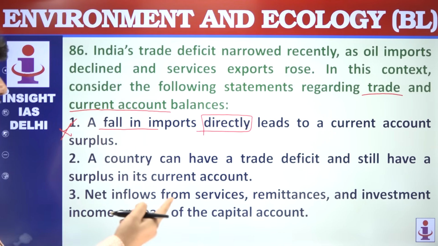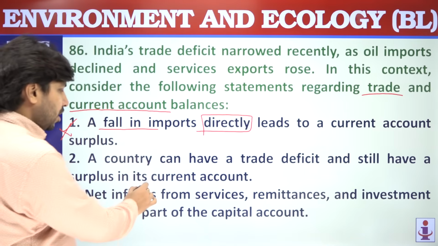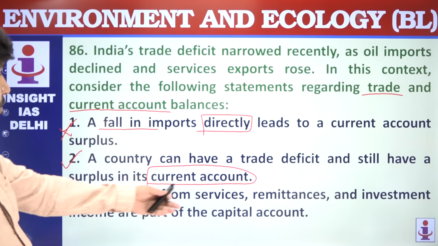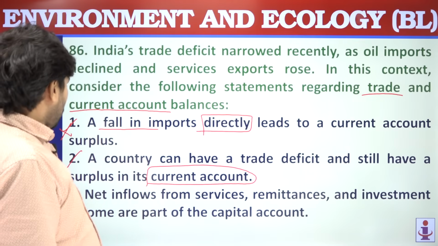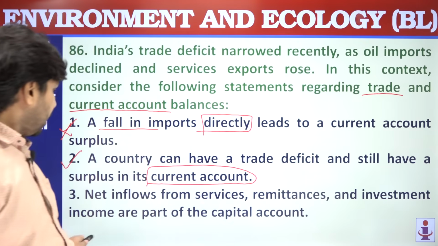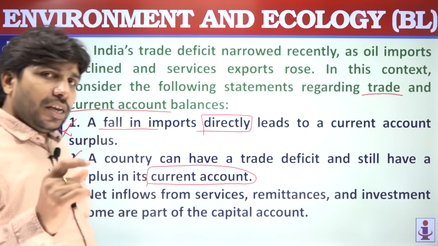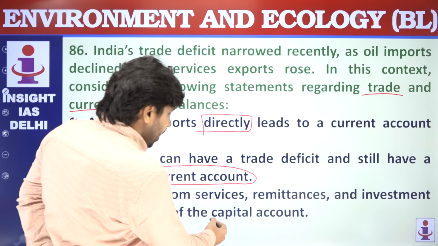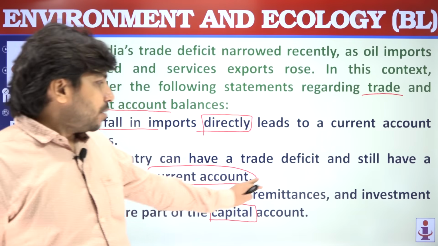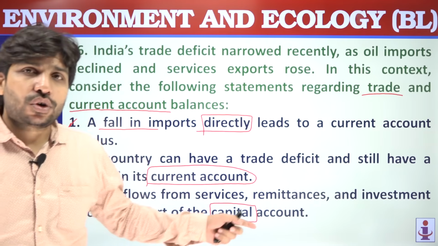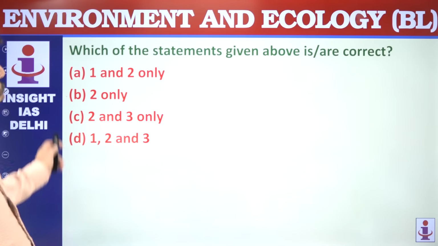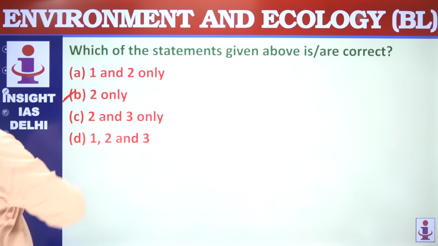A country can have a trade deficit and still have a surplus in its current account. Yes, this is a very good example in India. India can have a trade deficit but a current account surplus. So statement 2 is correct. Net inflows from services, remittances and investment income are part of the capital account. Read each and every statement very carefully. Here it says capital account. Very basic awareness is required here. These services, remittances and investment income are part of the current account, not the capital account. So statement 3 is also not correct. So only option B is the correct answer.